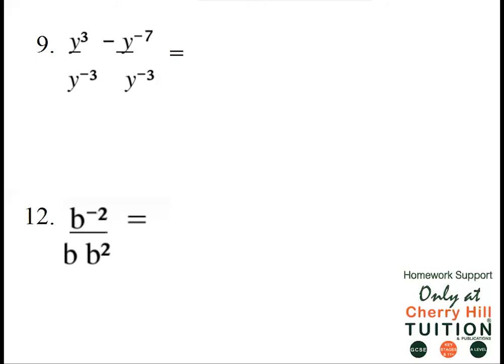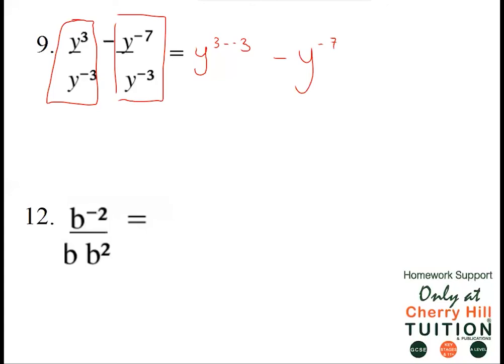So let's simplify the first term first. So we have y to the power of 3 divided by y to the power of minus 3. Now, because we're dividing, we can take the powers away. So it turns into this. And then we have y to the power of minus 7 minus 3. Okay, so simplifying this, we get y to the power of, so 3 plus 3 is 6, minus y to the power of minus 7 plus 3, which is minus 4, and that's your answer.